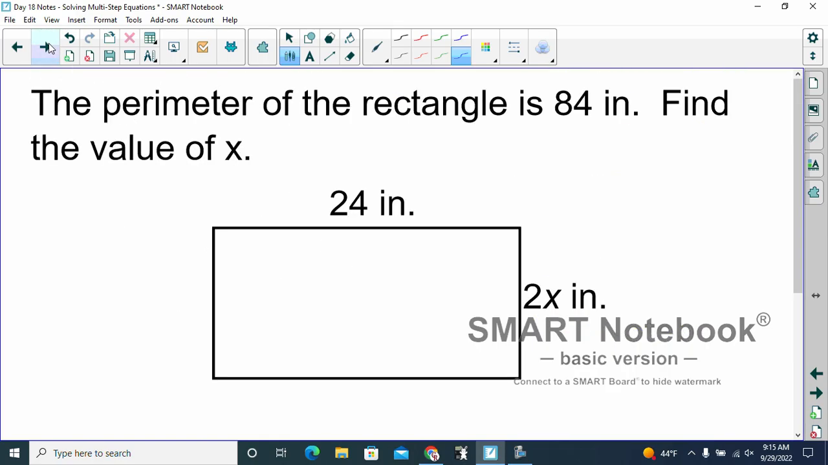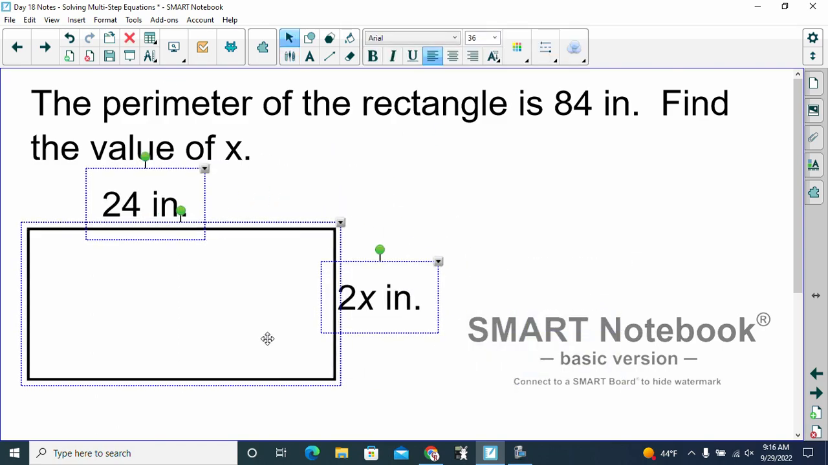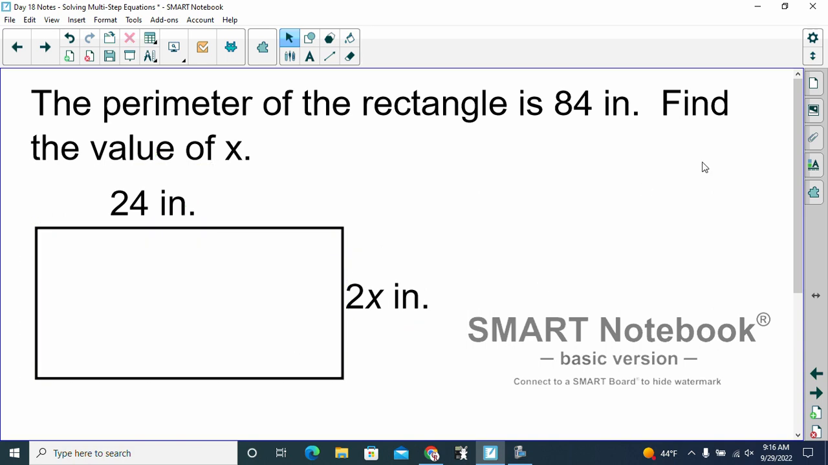And then the last problem today, it is a story problem. It gives us a rectangle. And it tells us the perimeter of the rectangle is 84 inches. We know the length of the rectangle is 24 inches. And the width of the rectangle is 2x inches. We are asked to find the value of x.